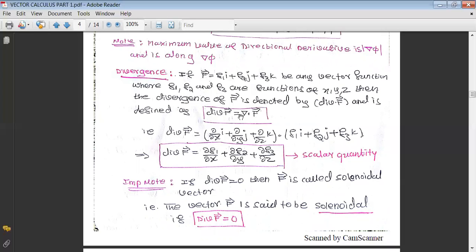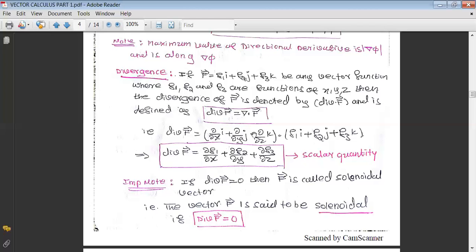It is given by the dot product between the operator del and the given vector. That is, divergence of f bar equals del dot f bar. The operator is given by dou by dou x into i plus dou by dou y into j plus dou by dou z into k, into the given vector, that is f1 into i plus f2 into j plus f3 into k. The dot product between these two, when we operate that, is given by the product of the corresponding components of the vectors, that is dou f1 upon dou x plus dou f2 upon dou y plus dou f3 upon dou z.